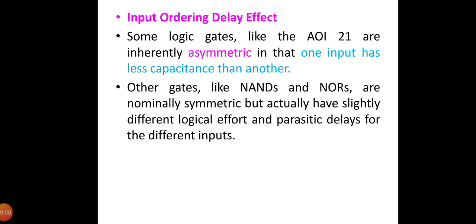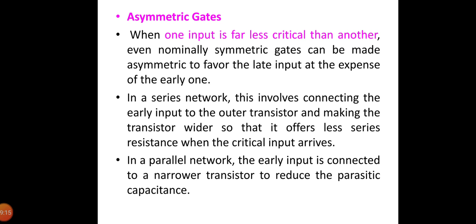Some logic gates like AOI21 are inherently asymmetric in that one input has less capacitance than the other. Other gates like NAND and NOR are nominally symmetric but actually have slightly different logical effort and parasitic delays for the different inputs. When one input is far less critical than another, even nominally symmetric gates can be made asymmetric to favor the late input at the expense of the early one. In a series network, this involves connecting the early input to outer transistors and making the transistor wider so that it offers less series resistance when the critical input arrives. In a parallel network, the early input is connected to a narrower transistor to reduce the parasitic capacitance.